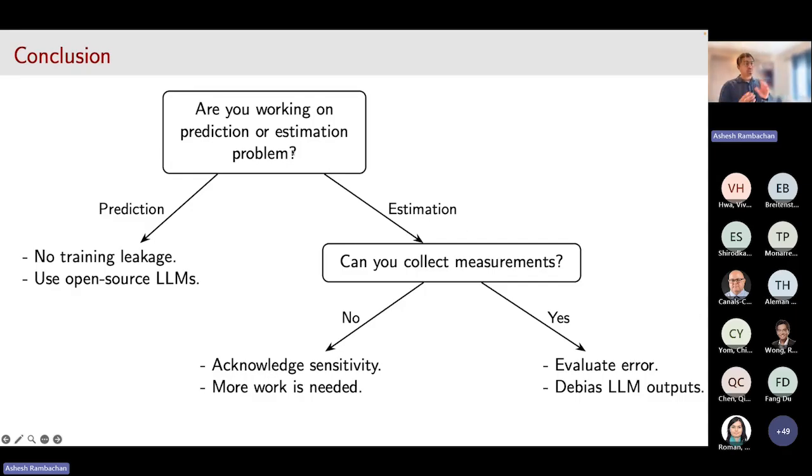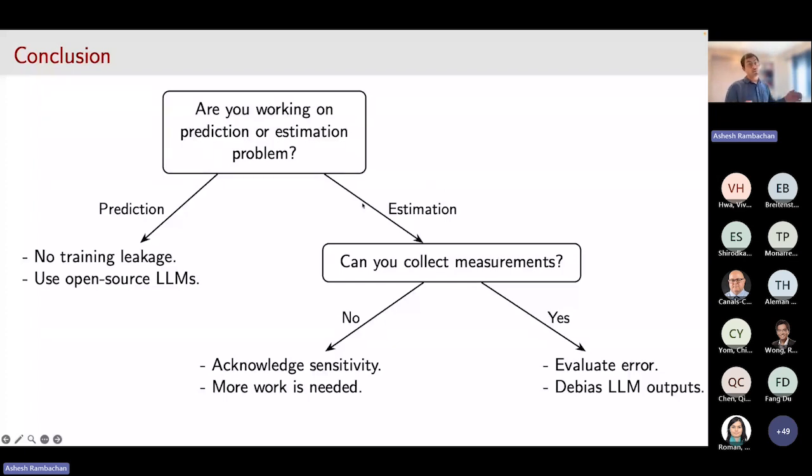First, are you working on a prediction or estimation problem? If it's a prediction problem, then the assumption you need to defend is no training leakage. And the safest way to enforce that assumption is to use open source large language models with published training data or published, time-stamped weights.